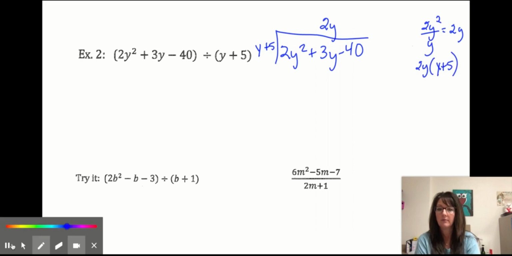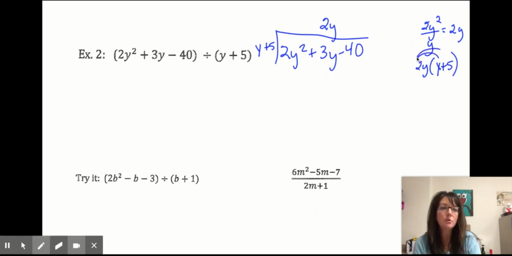Okay? All right, so I'm taking 2y times y and 2y times 5. So 2y times 5 is going to give me 10y, and 2y times y is this 2y squared, right? That was a positive 10y. And I'm subtracting this whole thing. What does that do? That makes this negative and this negative. So 2y squared minus 2y squared.